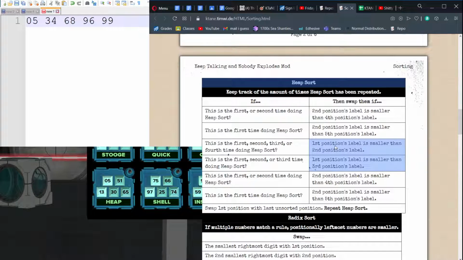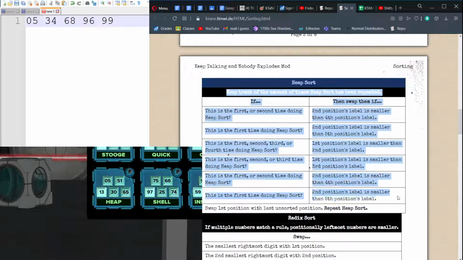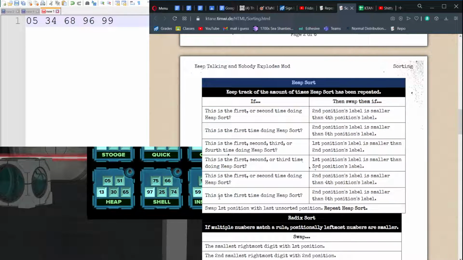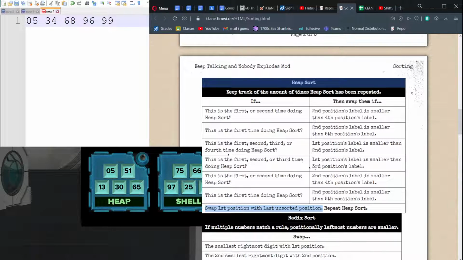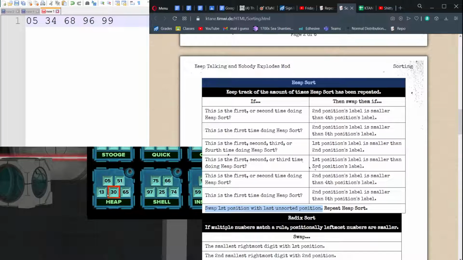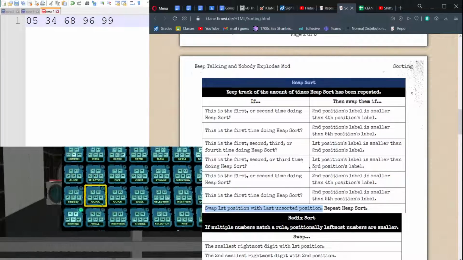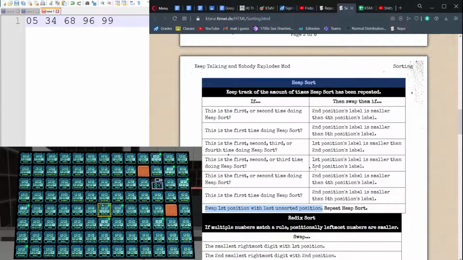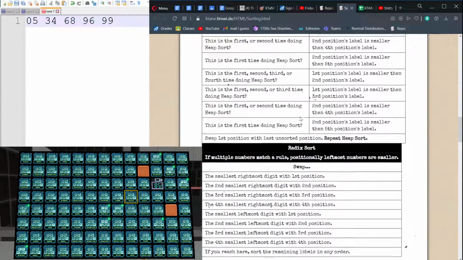And then this is our 4th time doing Heap Sort. And because we've exhausted all of these, we're just going to swap 1 with the last unsorted position. So, let's see. So these two are sorted, so it's just this. Oh yeah, that's Heap Sort. It's questionable at best.